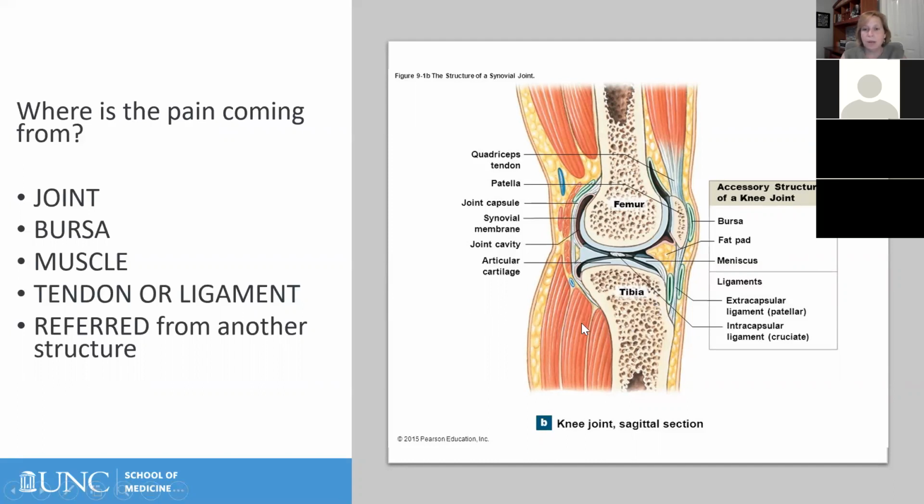The muscles that surround the joint may be the source of pain. Any tendons or ligaments that insert on any of the bones of the structure may be the source of pain. Or even the pain may be referred from another structure. For example, someone who has diaphragmatic irritation or a pleural effusion may present with shoulder pain, or someone with hip disease may present with knee pain. So I want you to think very broadly when a patient comes and complains about pain, where that pain might be coming from. And your history and your physical examination will help you sort that out.